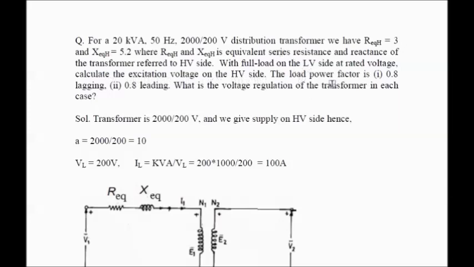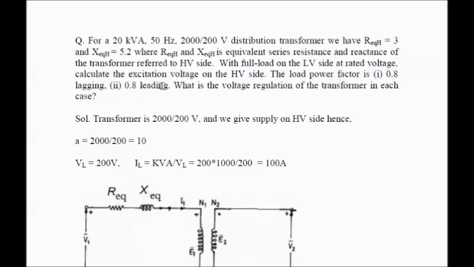Okay, so we are given this load on the low voltage side, meaning the load is on the secondary side, and we have to find the excitation voltage on the high voltage side. So we have to find this supply voltage. We will refer our secondary to primary, or low voltage side to high voltage side, to get this excitation voltage, and the power factor is 0.8 lagging and 0.8 leading.